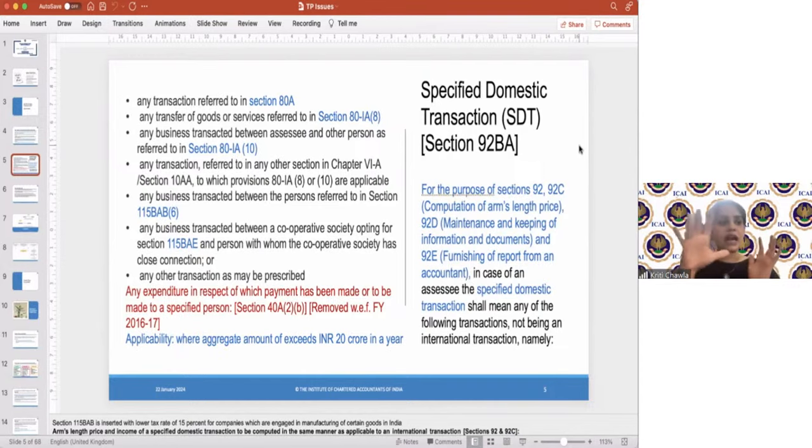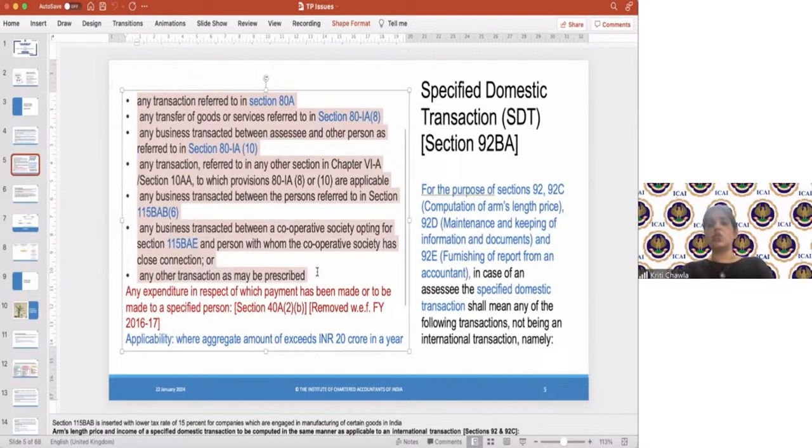So the compliance, and the calculation part of calculating the arm's length price, if this is how we do it for international transactions, it's going to be the same way for specified domestic transactions also. But the scope is a little beyond, on how specified domestic transactions are applicable, that is provided under section 92BA. So they say that the moment there are transactions which are referred to in section 80A subsection 8, 80IA 10, etc., these are the sections under which specified domestic transactions will be applicable.